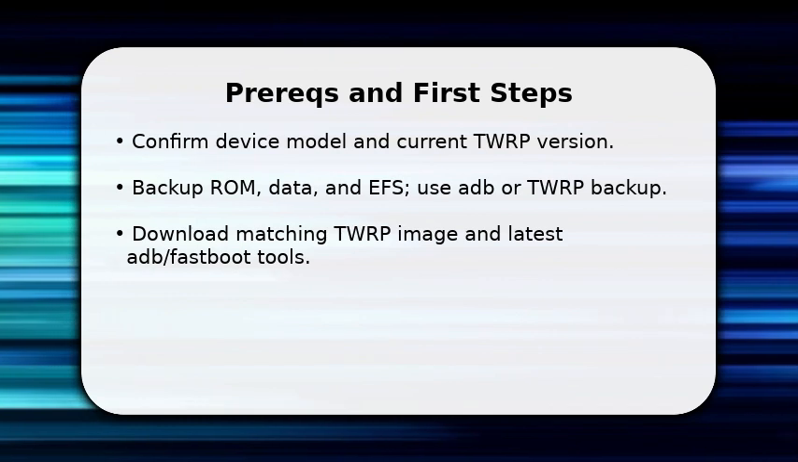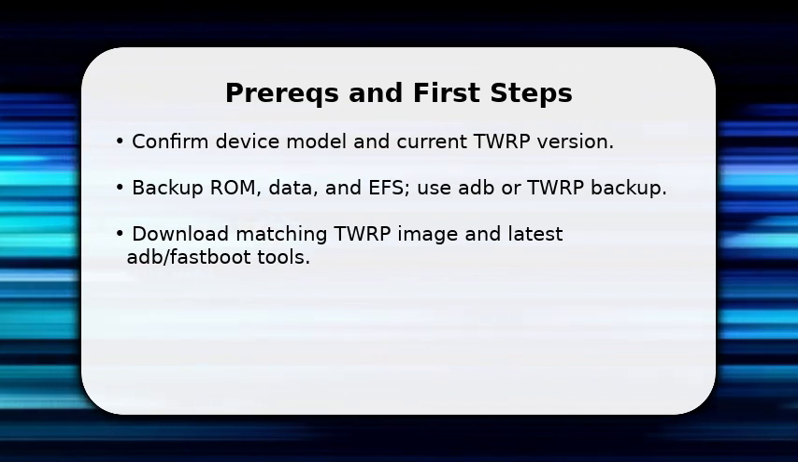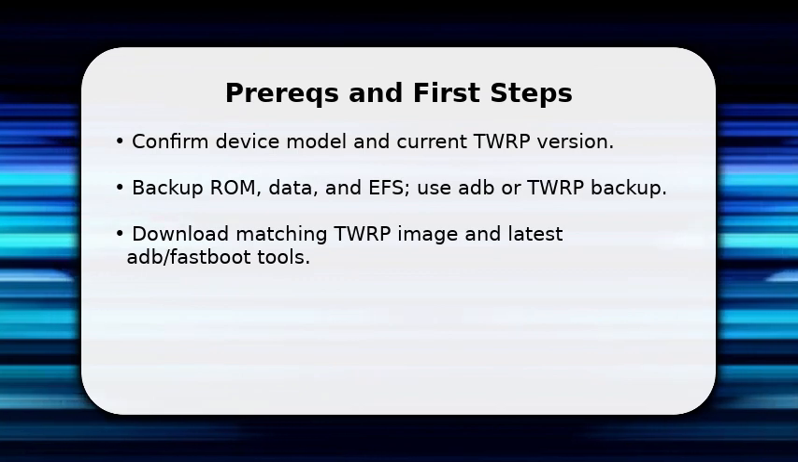Next, download the correct TWRP image for your model and update ADB/fastboot on your PC. Make sure USB debugging is enabled and the bootloader is unlocked. These first actions let you enter fastboot and flash safely.